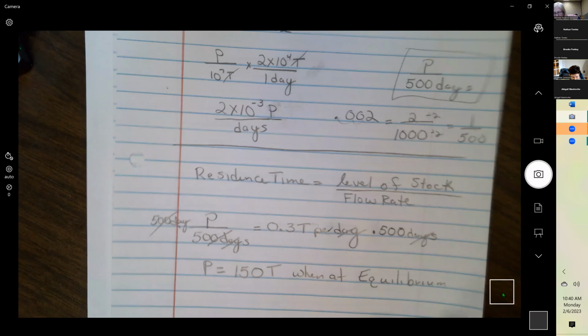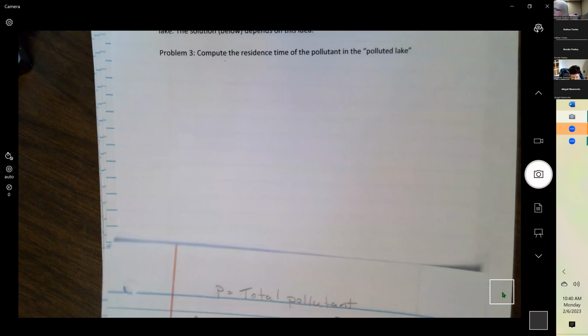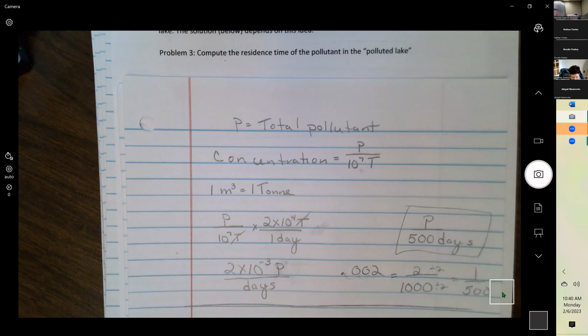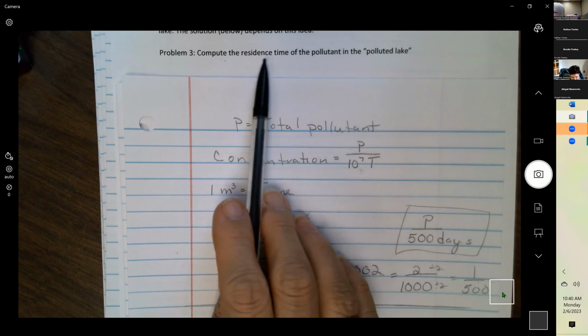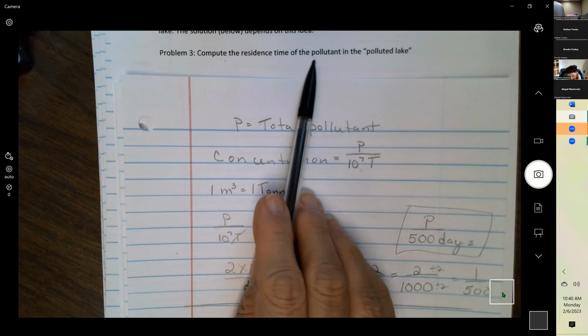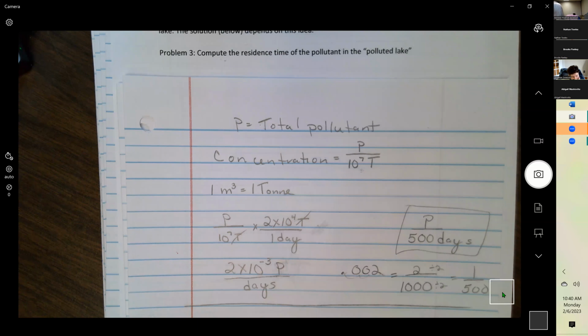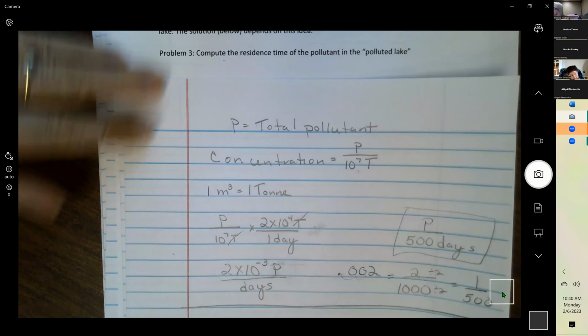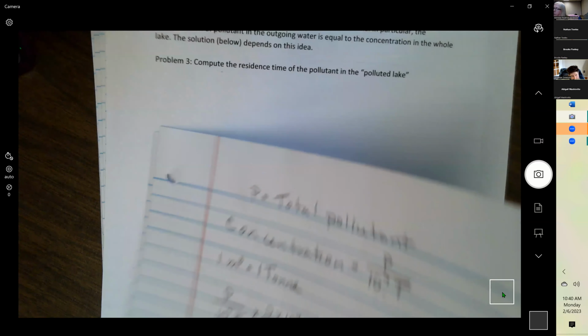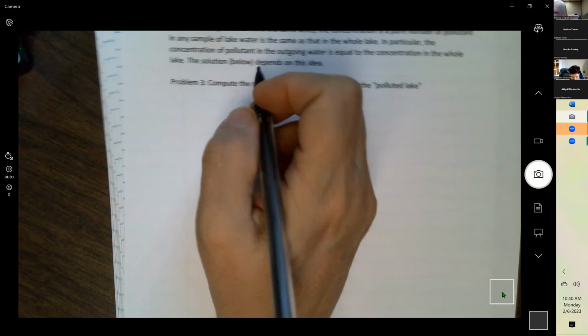The last part is just asking for the flow rate. But we found it here, 500 days. Compute the residence time. That was level of stock divided by the flow rate. And you'll get the same thing. It's just showing you two different ways of finding it.